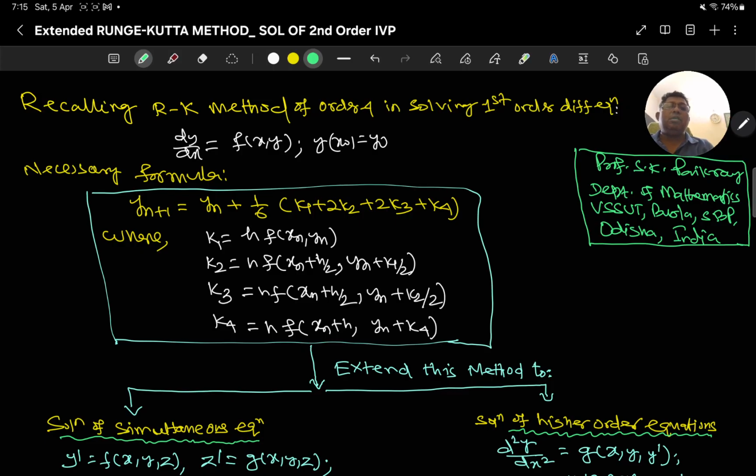If we recall the first order differential equations and their solutions by the RK method, the necessary formula is y(n+1) = y(n) + 1/6 (k1 + 2k2 + 2k3 + k4), where n is greater than or equal to 0. Subsequently substituting 0, 1, 2, 3, we will get y1, y2, y3 and so on, up to the desired accuracy in the given interval. Now we can extend this study to a system of simultaneous equations as well as to higher order.